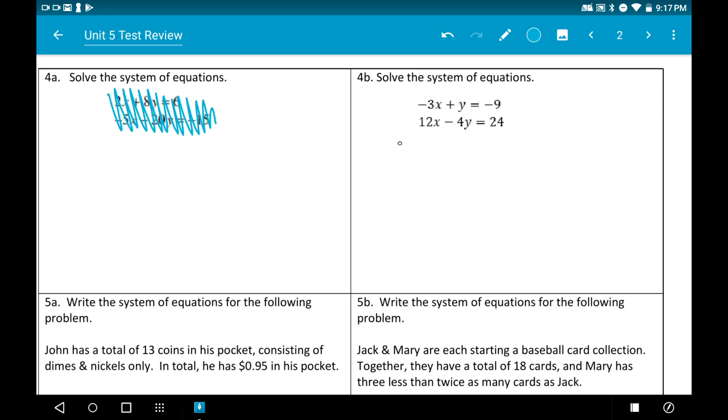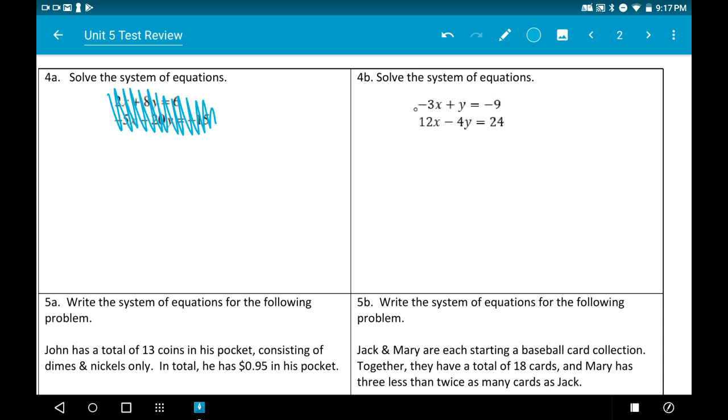So we're going to go to 4b first now. So this one is set up for elimination. And with elimination, we're looking for things that can cancel out. So we have negative 3x and 12x, so those don't cancel. And y and negative 4y, so those don't cancel either. So what we're going to have to do is figure out what we can multiply one of these equations by to make it cancel.